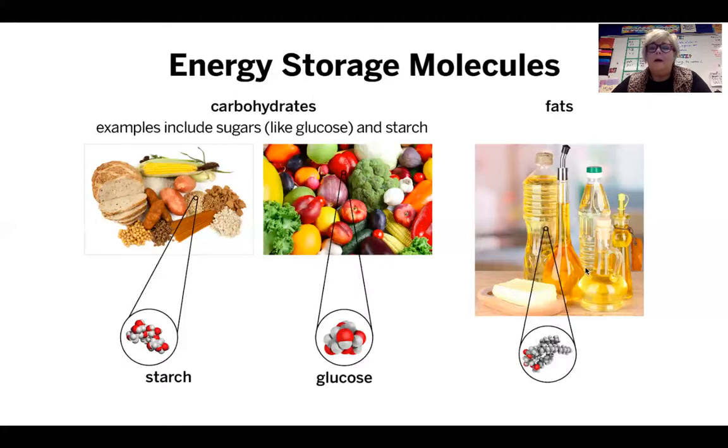Really gross. Surprisingly too, fats are not always oils or butter. Avocados are very high in fat. But the thing is, our body needs fat. And so avocados are high in fat, but it's the good fat that we need. So these are energy storage molecules that we require.